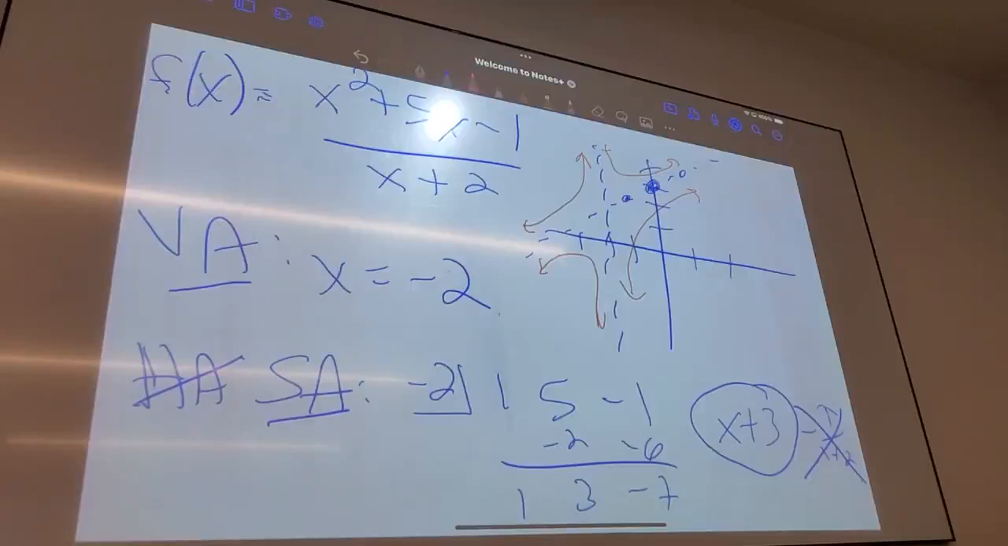Obviously, that's not the answer because that's not a function. It doesn't pass a vertical line test. Those are just the options. How do I tell what's what? Plug in a number.